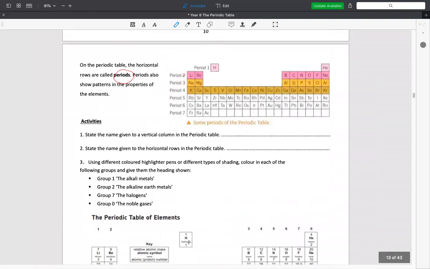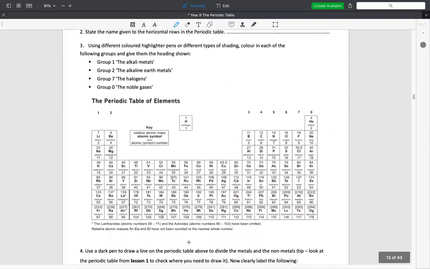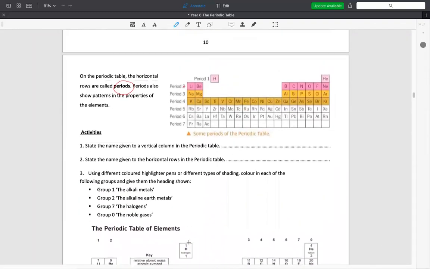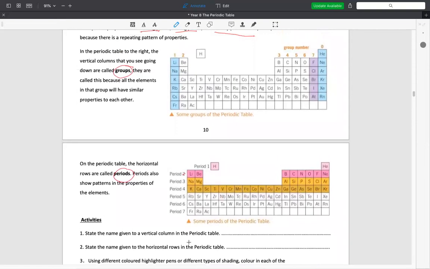And then you just have your activity questions, which you should have marked already. But that is just summarizing that lesson for you.